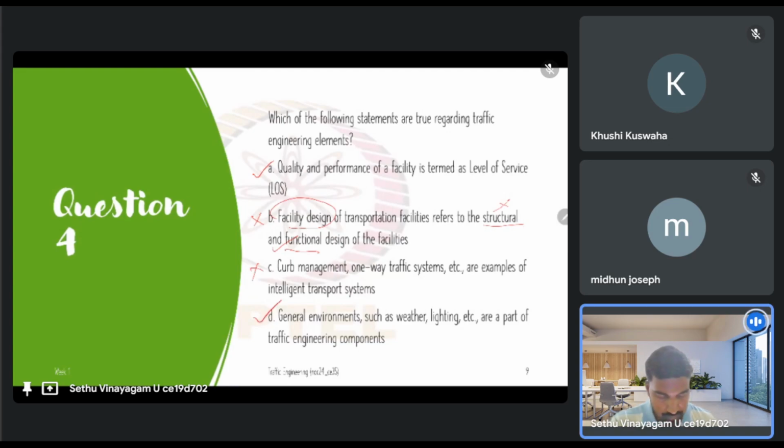As part of the traffic engineering component, we take care of the environmental aspects as well, like the weather and lighting. These will define, for example, the markings that we'll use, the position of the signs and so on. This will affect the elements of the traffic engineering design, right? So these are also included in traffic engineering. Therefore the correct statements are A and D.